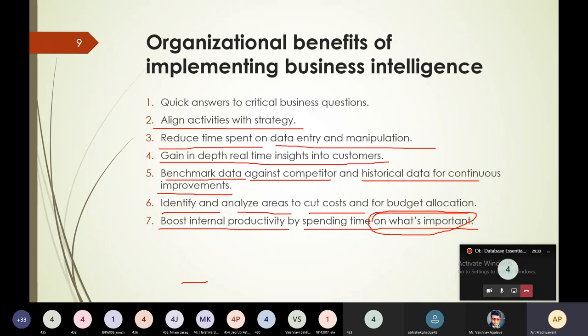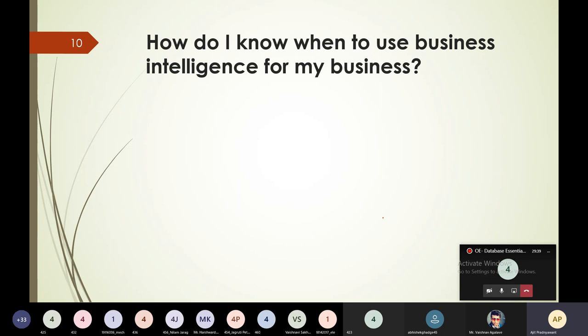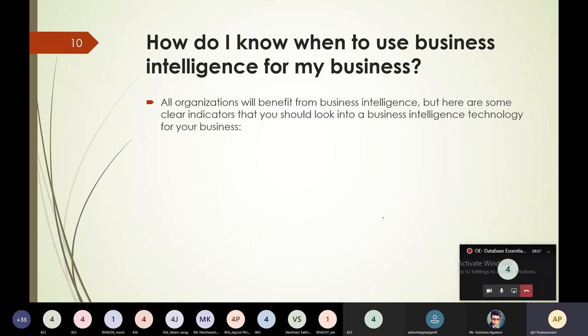Next is, how do I know when to use business intelligence for my business? As you are working in any organization as an employee, you will need to understand when to make use of business intelligence for your business. All organizations will benefit from business intelligence, but here are some clear indicators that you should look into a business intelligence technology for your business.